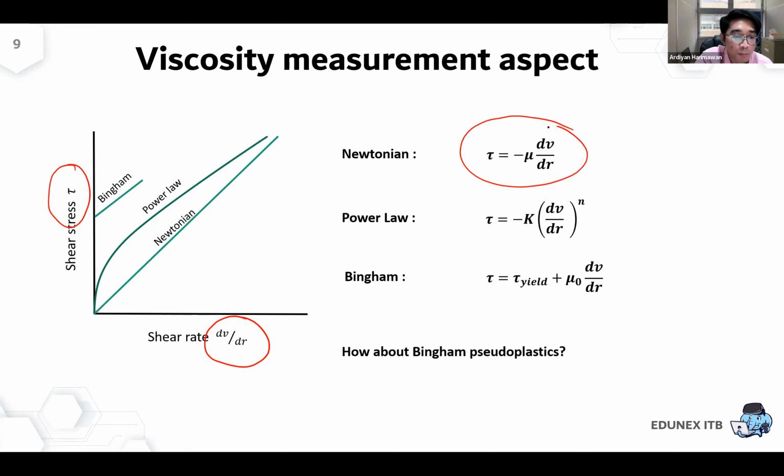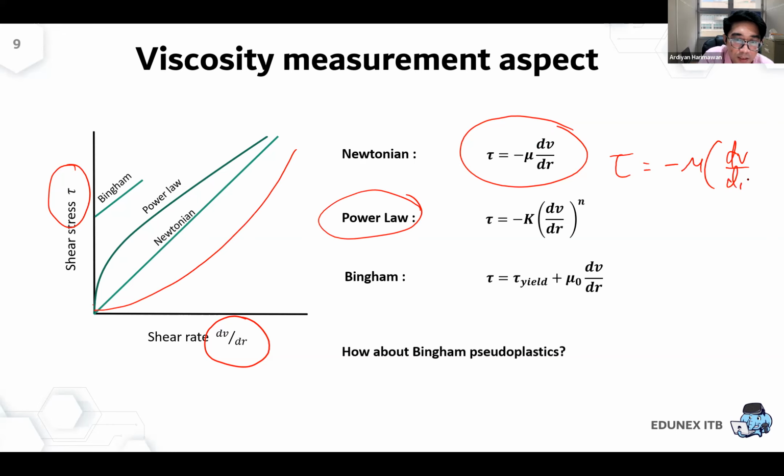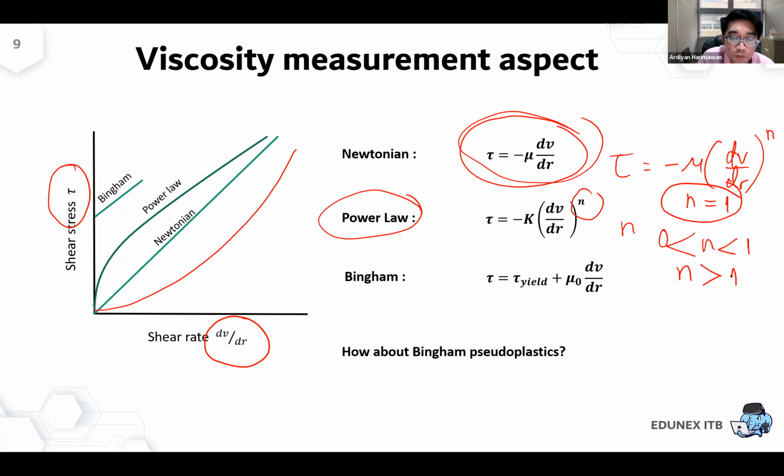For non-Newtonian, but not the Bingham, it can be like this one or it can be like this. Basically, it follows a certain order of power law. It means it will not be linear. This one is actually like this, N, but N equals 1. This is for Newtonian. For this one, N can be between 0 and 1, and N can be over 1. That's why the curve can be like this, or the curve can be like this. This is the order, and this is the apparent viscosity.